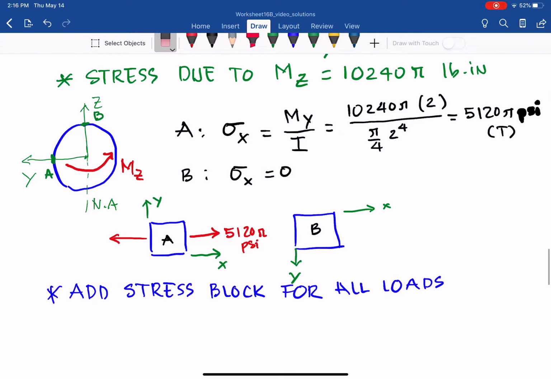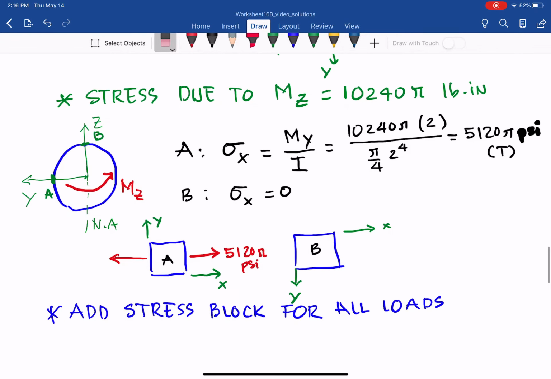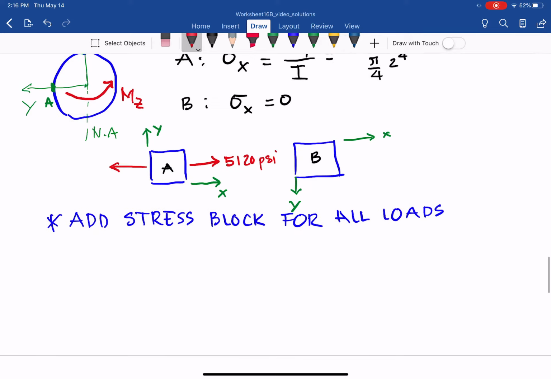As you can see, the pi cancels out. From that, it should be no pi in here, only 5,120 psi. So let me put that psi here, tension. And the block here also has no pi, and we can move up here psi. So let's move on to the add-on of stress block.